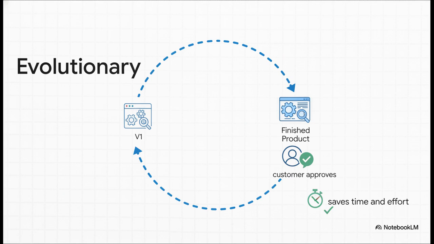Catching this nuance is absolutely key. It's evolutionary because the initial prototype is continuously, incrementally refined based on customer feedback. As our source material highlights, doing this saves a massive amount of time and effort compared to building from scratch every single time. It just makes the whole process much more practical and honestly way less frustrating for the developers.